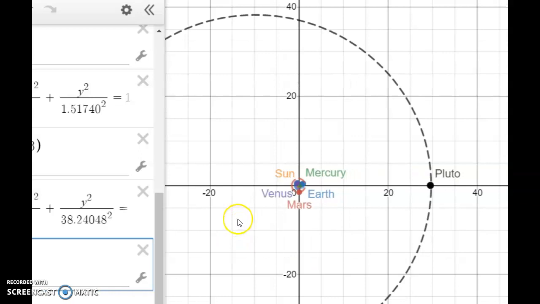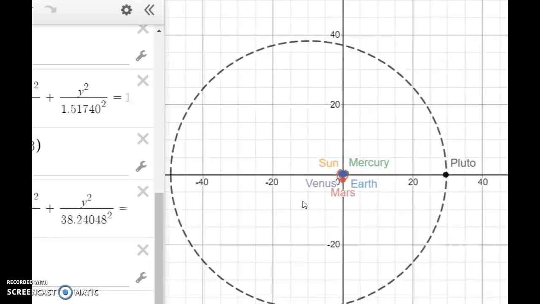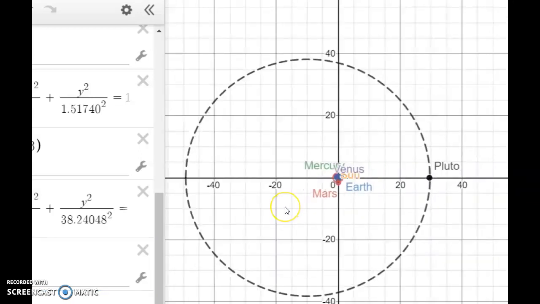And here we can see Pluto's orbit. It's huge compared to the inner solar system, but notice that even though it's elliptical, it's still pretty darn circular. You have to look really, really close. This one here is approximately 30. This one here is approximately 50. So that's a total of 80 across here. But notice in the vertical, we have close to 40 and close to 40. So it's a little bit less than 80.